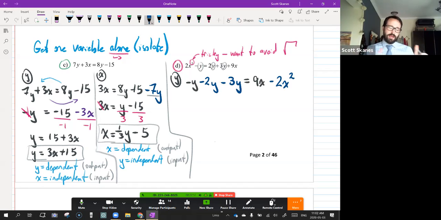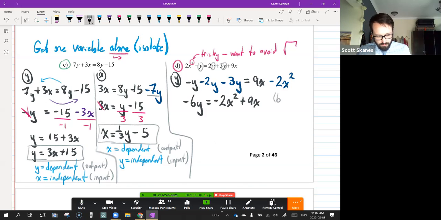I need to combine like terms on the left side. So that will give us negative 6y on the left. On the right side, there's not much to do, but I am going to switch the order, because I want the bigger power first. I'm just going to say bigger powers, like the squares, I want them first. That's the only reason I switched those. What do I do next?